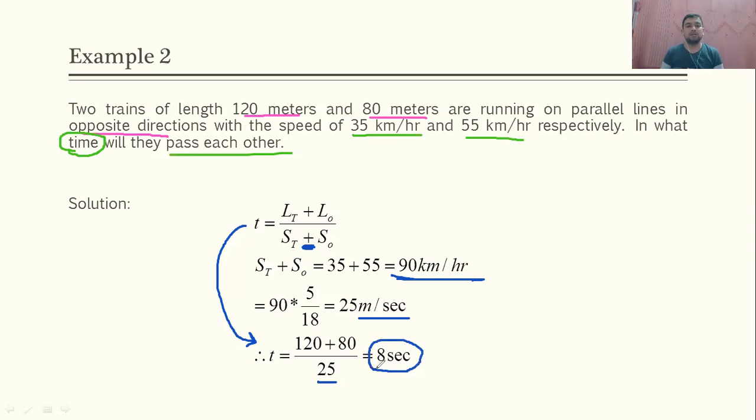Okay, is it clear this problem? Very simple. If you remember the 4 cases, definitely you can solve a problem based on train.